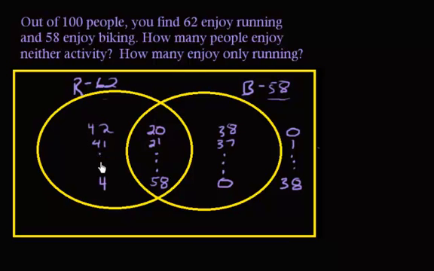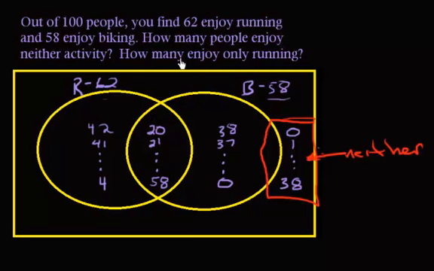Okay, so now we've figured out what each region could be. Let's go ahead and answer the question. How many people enjoy neither activity? So this is the neither region. Just say neither. So you can say between 0 and 38.